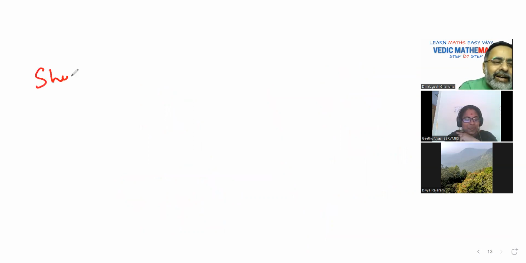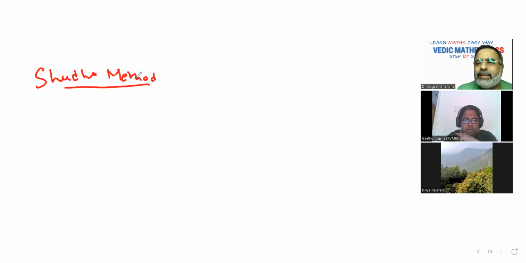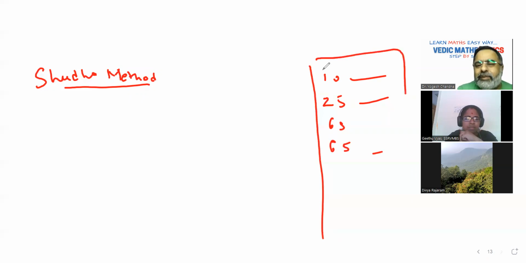Now, have you gone to an old grocery store? If you have visited an old grocery store, they make a manual slip, they write down like this: 10, 28, 67, then 58. The small slip they generally make. The manual one, I'm not talking about the computers. That is known as the Shuddha method of addition.